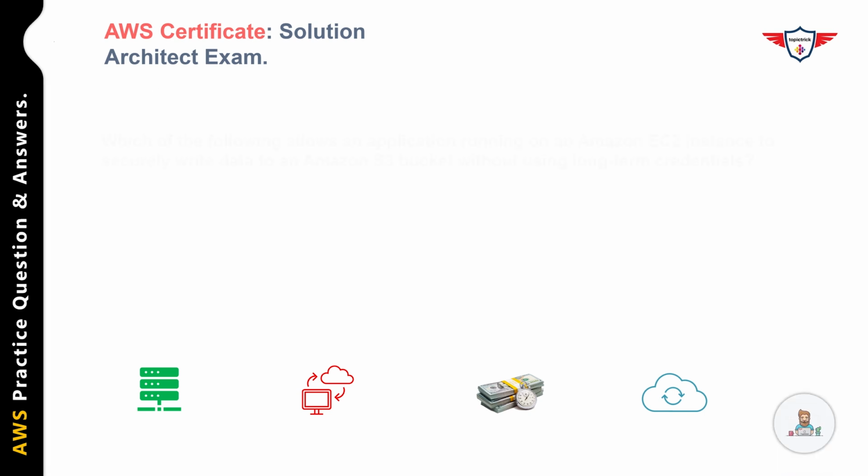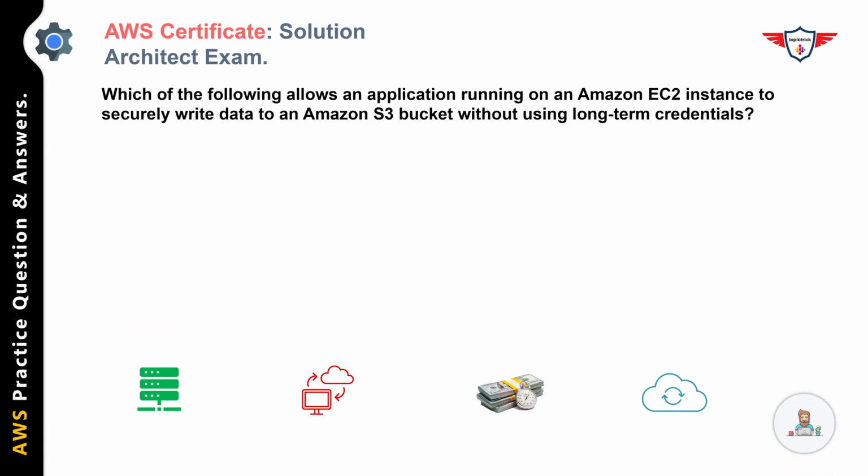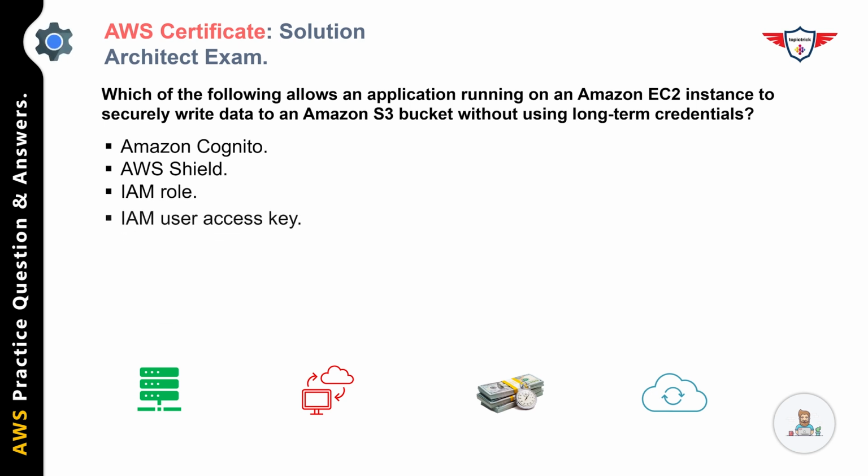Which of the following allows an application running on an Amazon EC2 instance to securely write data to an Amazon S3 bucket without using long-term credentials? And your options are Amazon Cognito, AWS Shield, IAM Roles, IAM User Access Key. And the correct answer is IAM Roles. An IAM role that is assigned to an EC2 instance is an instance profile. The IAM policies that are associated with the role grant the instance access to the AWS services that are defined in the policy.